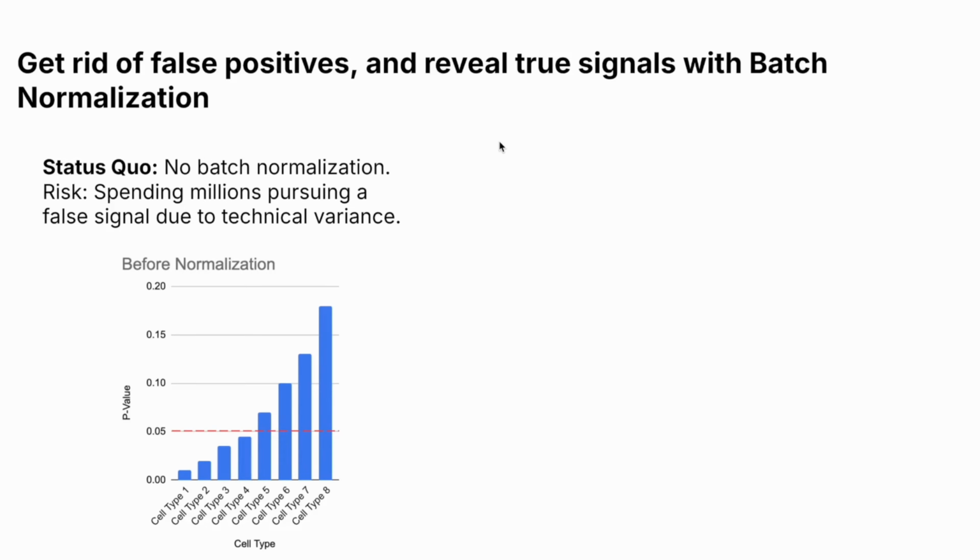Short version, the goal of batch normalization is to reveal true biological signals and get rid of potentially false positives and false negatives. So the status quo with no batch normalization is you spend millions of bucks on a cytometry data set. You could potentially pursue a false signal due to technical variation. Before batch normalization, you've got a bunch of different cell types here on the x-axis. On the y-axis, you've got the p-value. 0.05 is a statistical significance threshold.